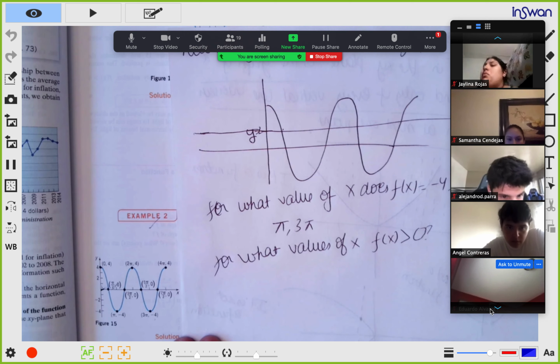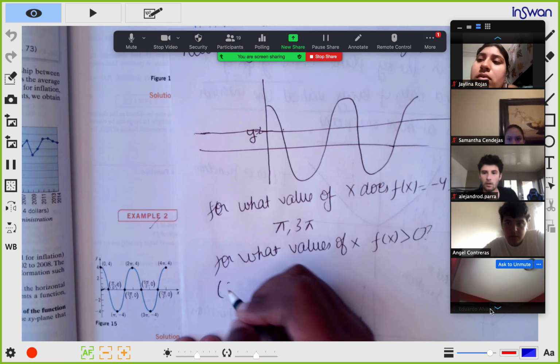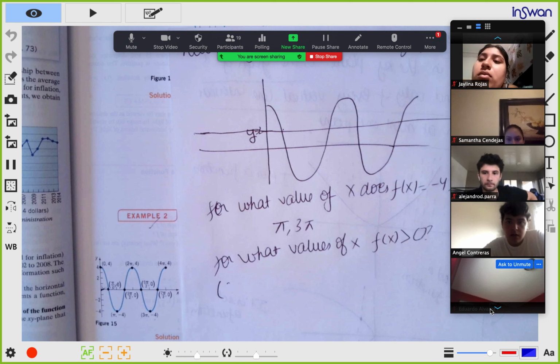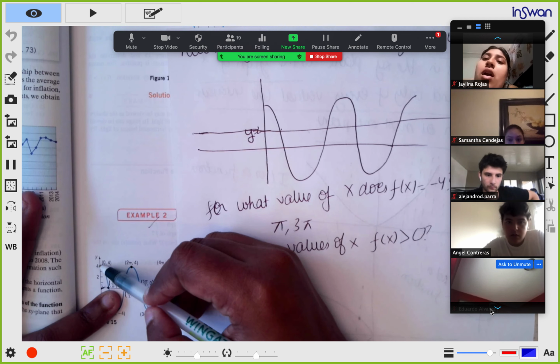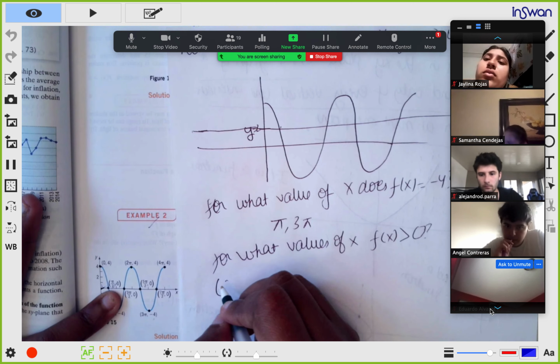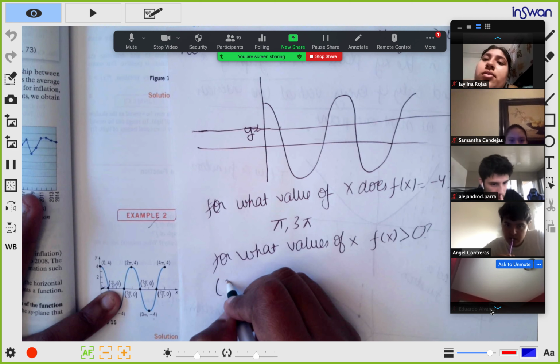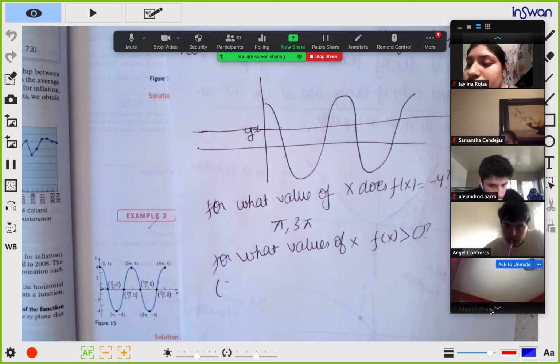0, 2 pi, and 4 pi. So note, this is not points. Greater than 0, it will be range. Yeah, so it'll be the other way. Yeah, I got you. I can't see those. Pi over 2, 3 pi over 2, and the last one I can't see. Sorry.